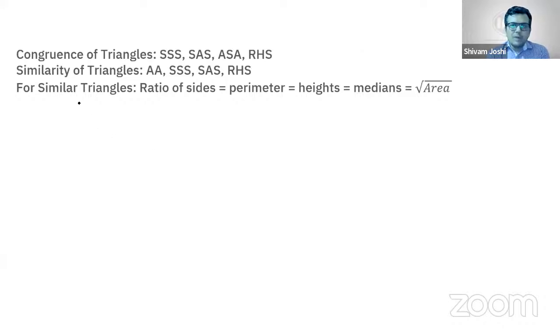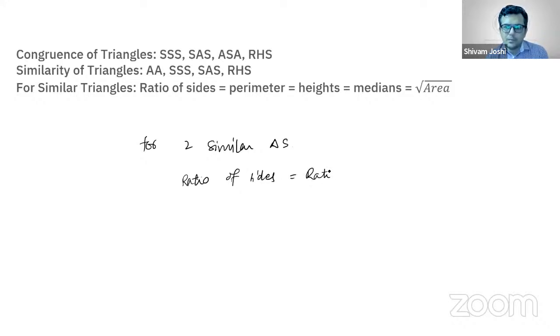Now, whenever you have similar triangles, please keep it in mind that for two similar triangles, your ratio of sides will be same as ratio of perimeter. Okay, the same information is written already. Ratio of side will be equal to ratio of perimeter. The same holds true for ratio of heights and medians also. Now, what is this height? What is this median? We'll discuss in the upcoming section. Okay. And that is equal to the square root of the ratio of the area.